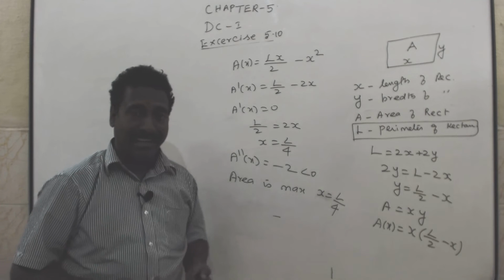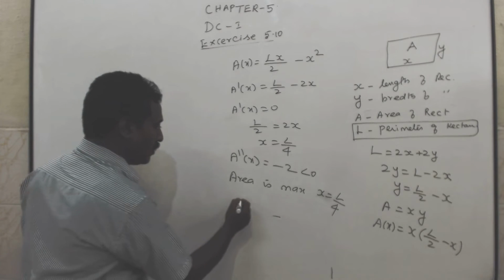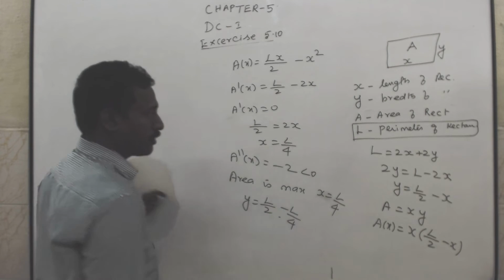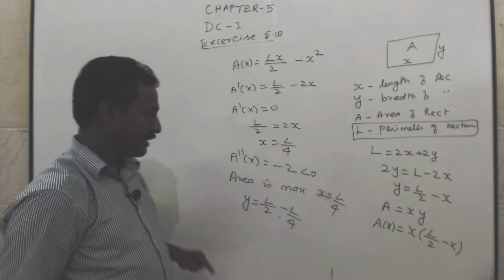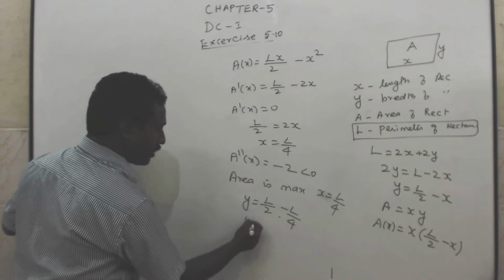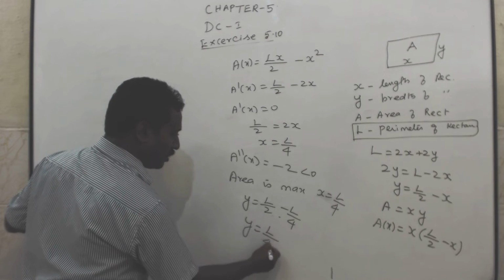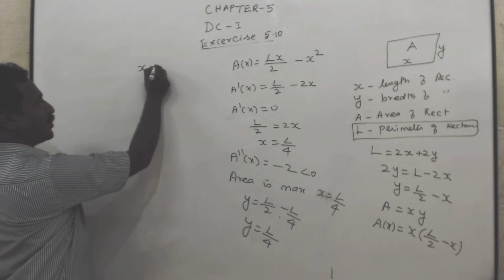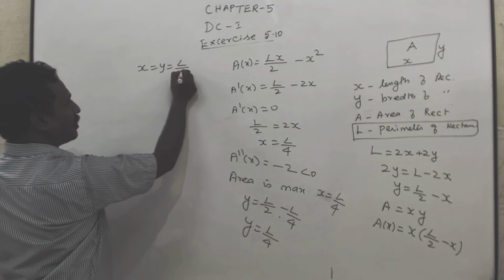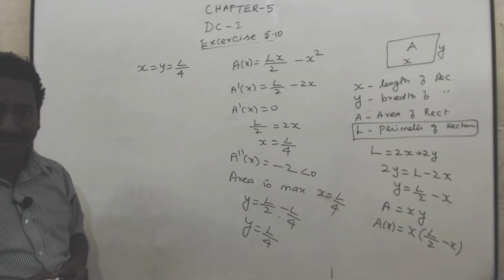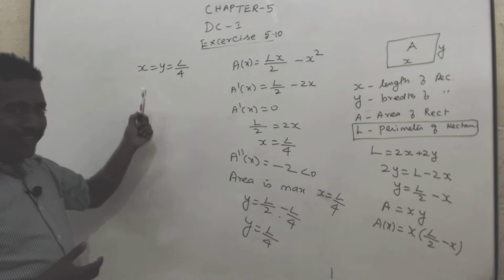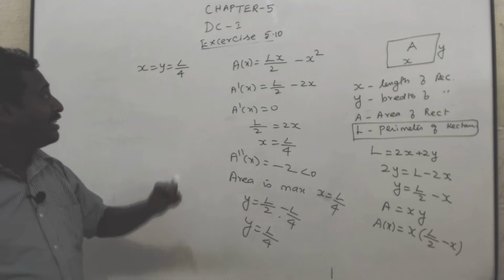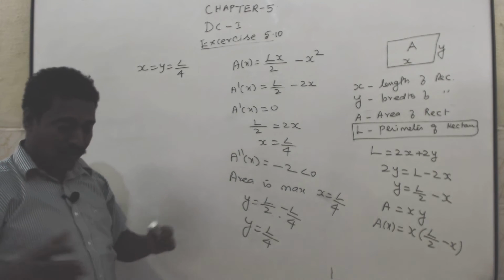So this is the length of rectangle. What is the breadth of rectangle? Y is equal to L by 2 minus L by 4. Y equal to L by 2 minus x. Half minus quarter, quarter. So x and y are same. X is equal to y is equal to L by 4. If length and breadth are same, rectangle becomes a square. The greatest area of rectangle is a square.